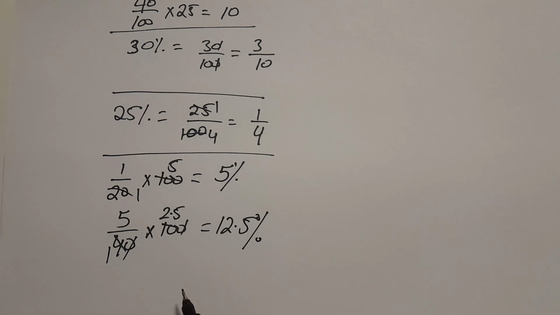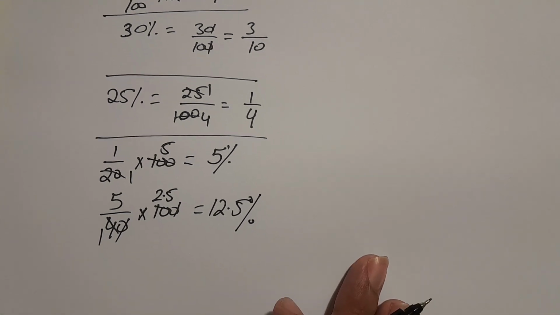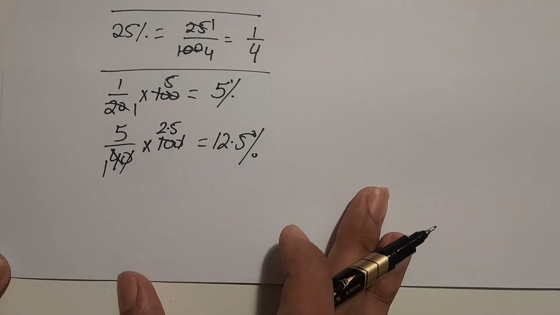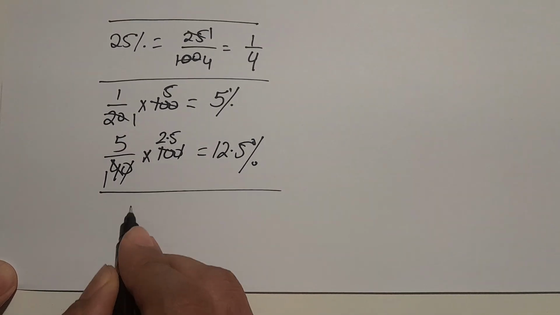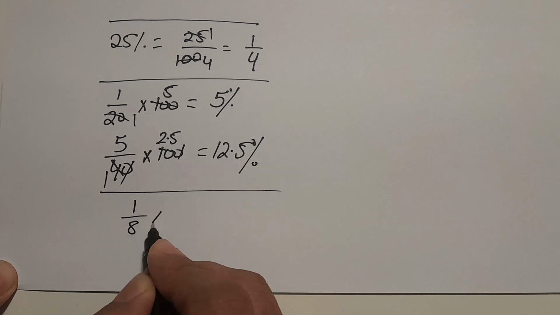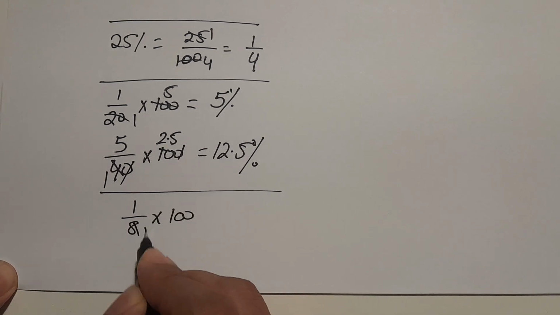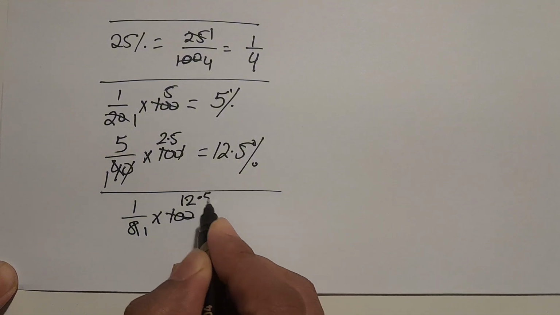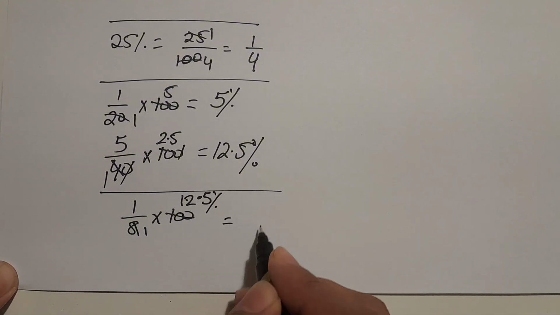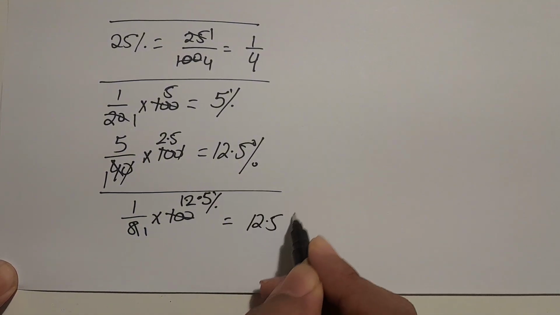And then if we do another example, which is 1 by 8th, so multiplied by 100, again 8 ones are 8, and that is 12.5%.